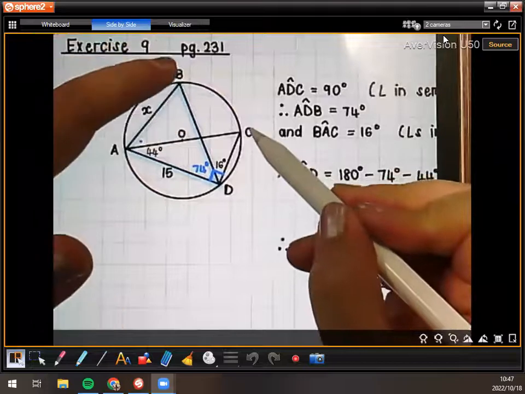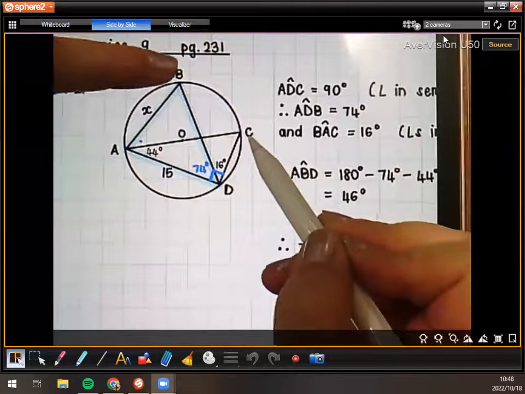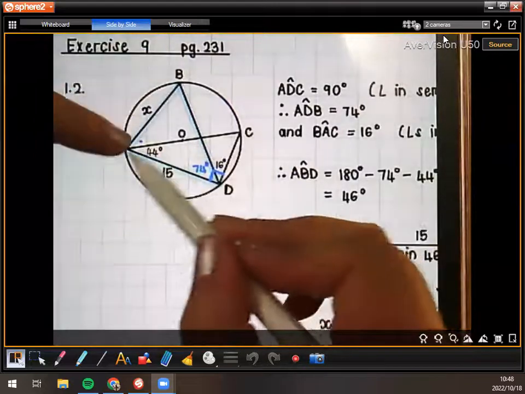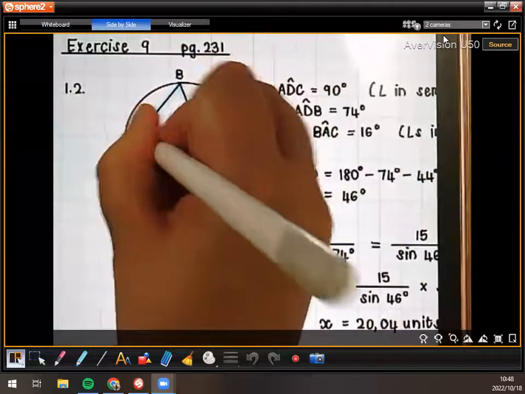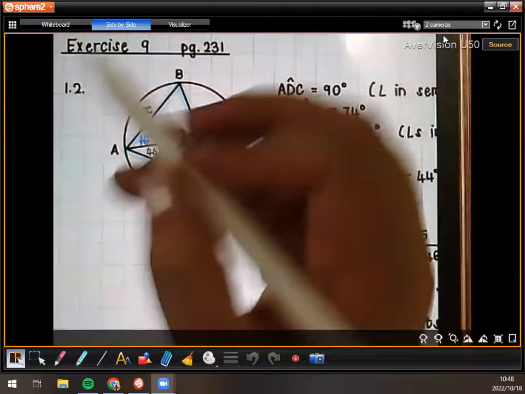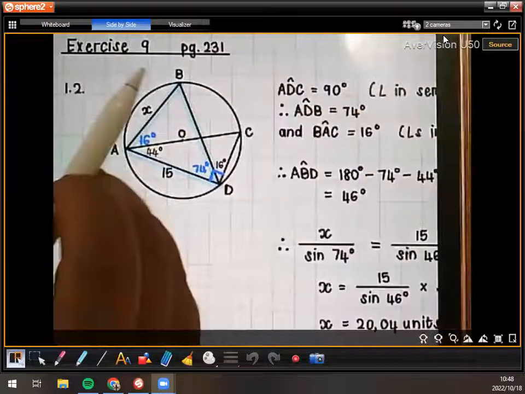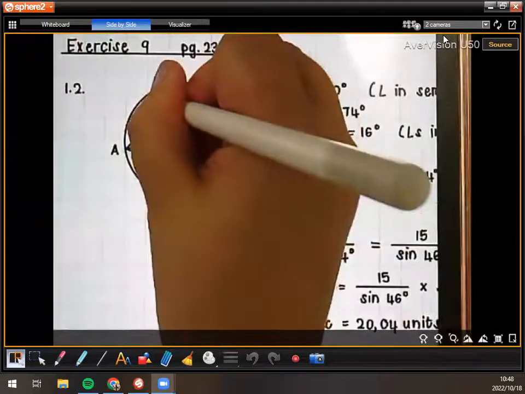Did you notice? BC subtends a 16-degree angle there, and also there at angle A. So angle BAC is actually also 16 degrees because of angles in the same segment. Then you could use angle sum in a triangle in this highlighted triangle to get angle B, which was 46 in the end.